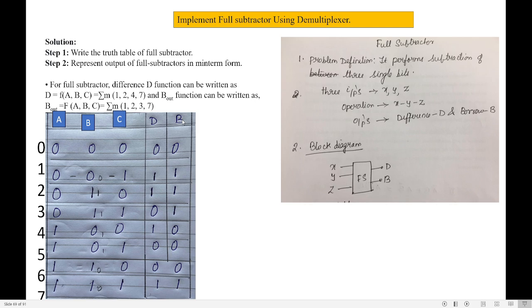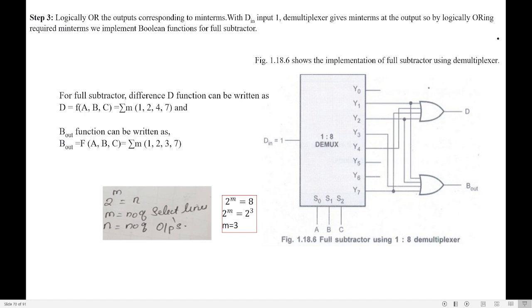Now come to borrow. How will I write the borrow Minterms? Borrow is a function of A, B, C, which is equal to the summation of Minterms. Now I need to check what the positions are. Borrow is high for 1, 2, 3 and 7. So 1, 2, 3 and 7. Have I written the Minterm representation? Now we will see the third step.